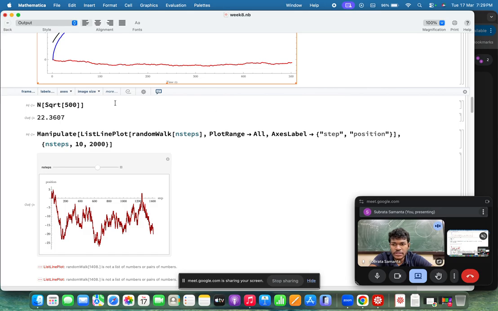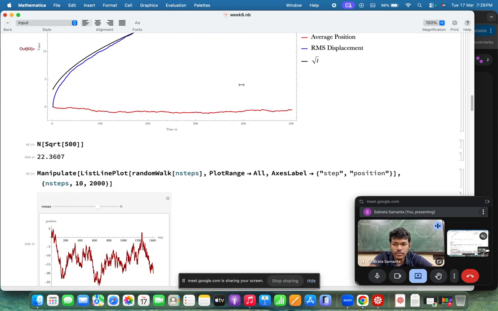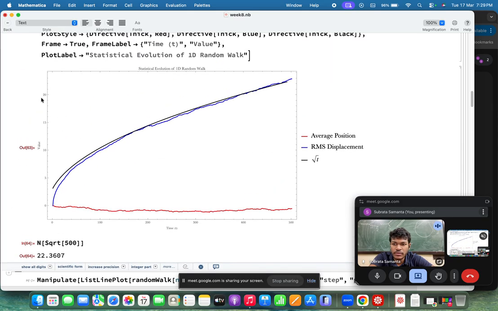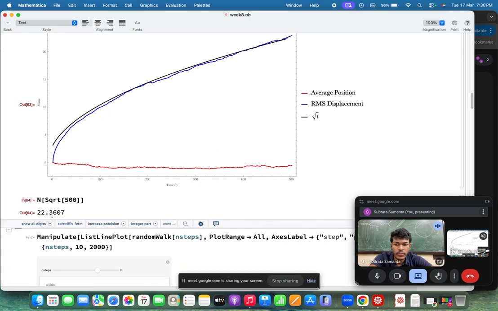You can also check. So let's say at 500, what is the value of the square root of t? It's 22.36. So you see, this is your 20, 21, 22. It's 22.36, and this one is 22 for n equals 500. So just above 22. So actually this is the square root of t at t equals 500.